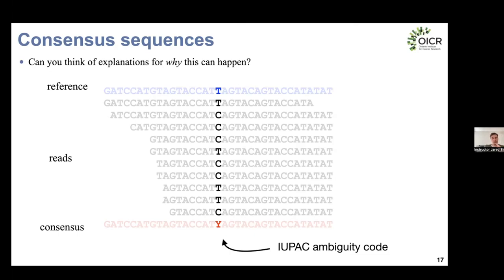PCR errors, for sure. PCR errors is a good one. Cross-contamination, good one, Jose. That's the one I was thinking of. And that's the one that I worried the most about during Pathogen, is cross-contamination between samples.